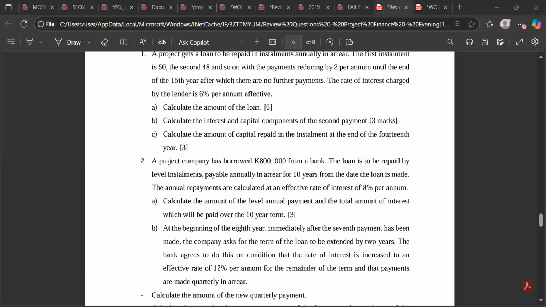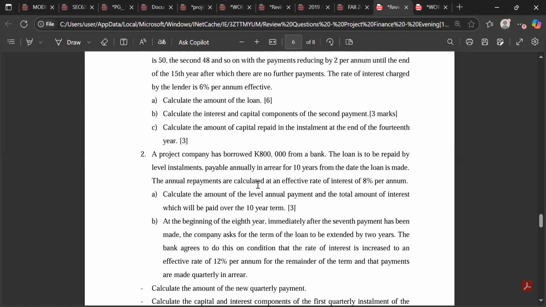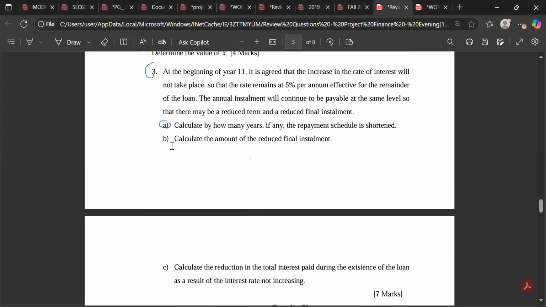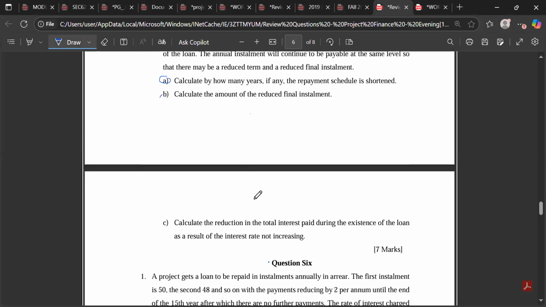So I think we finished the last part. Oh, we just did the first part. We didn't finish the last part. We did this part here. We ended here with part A. We didn't finish part B and part C.